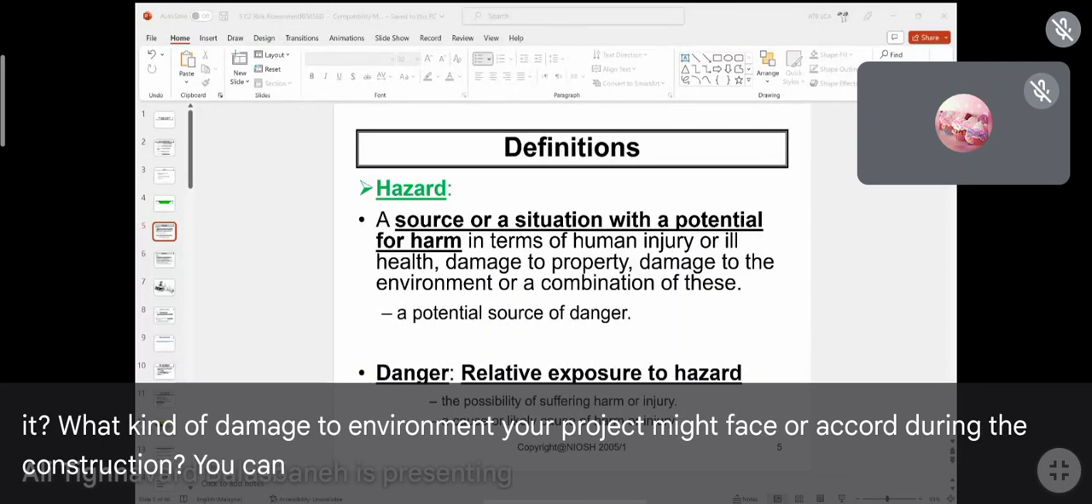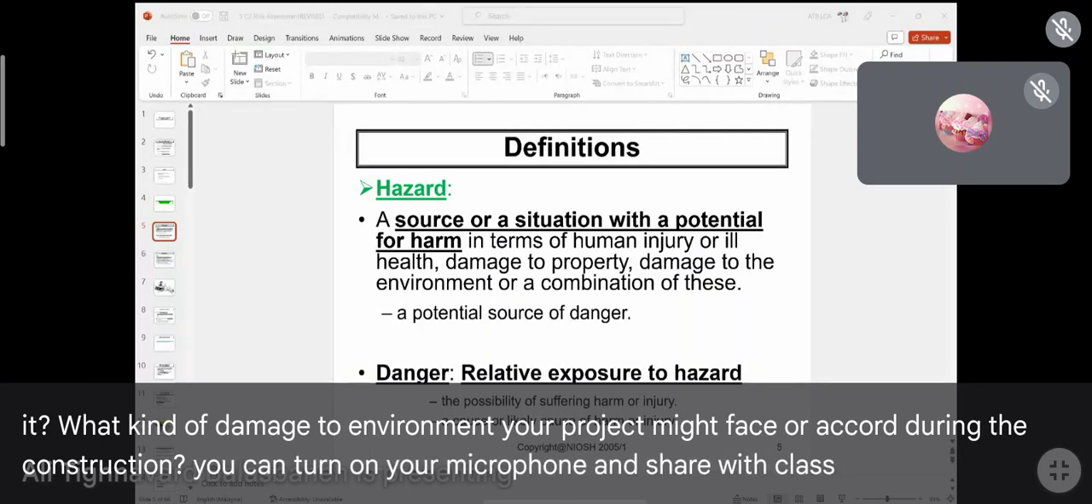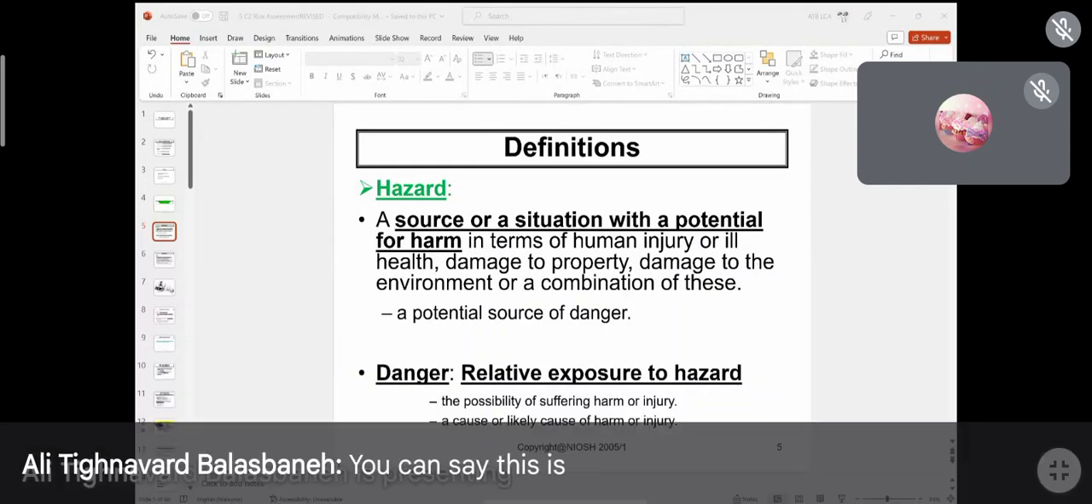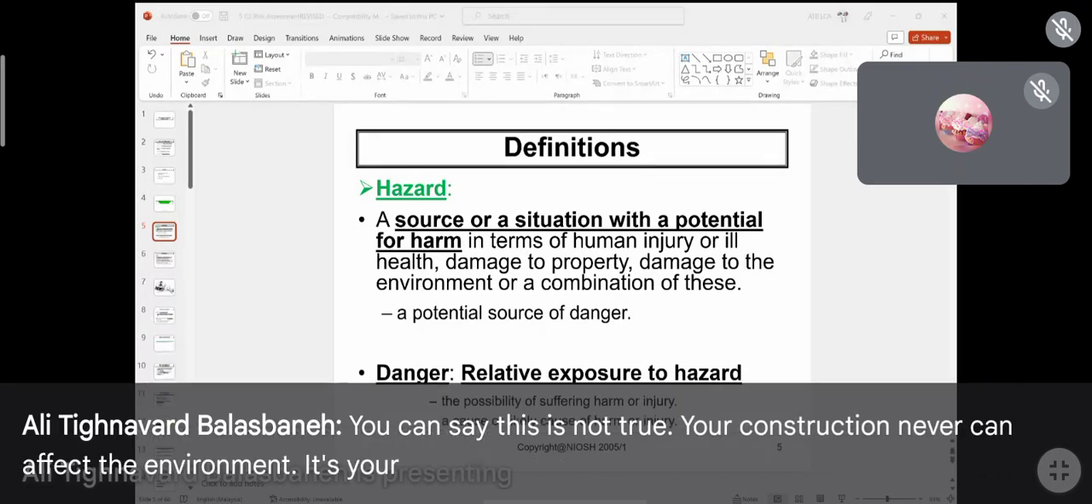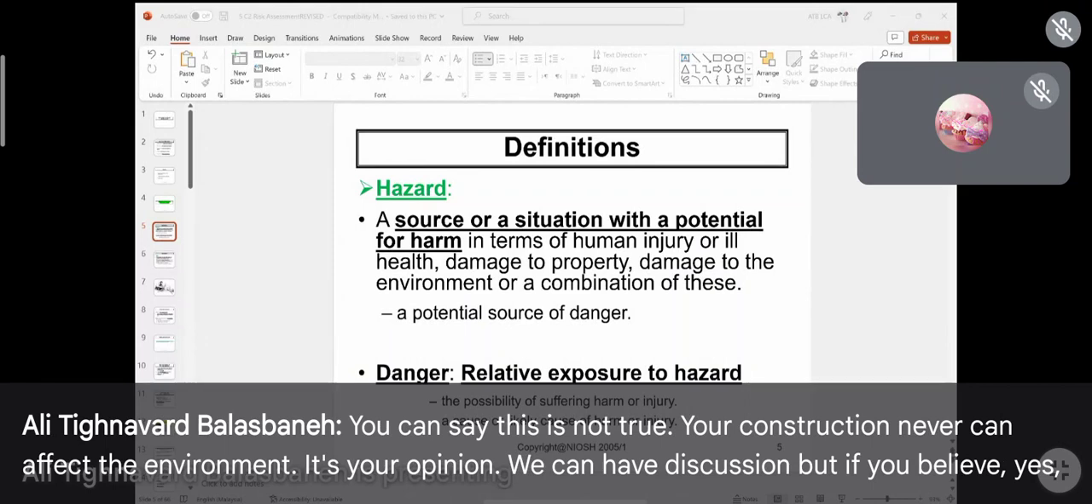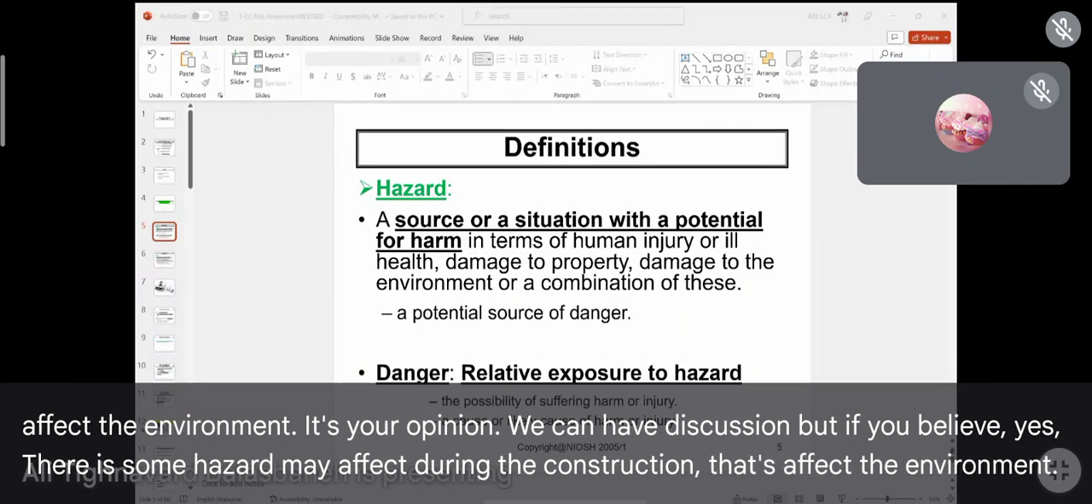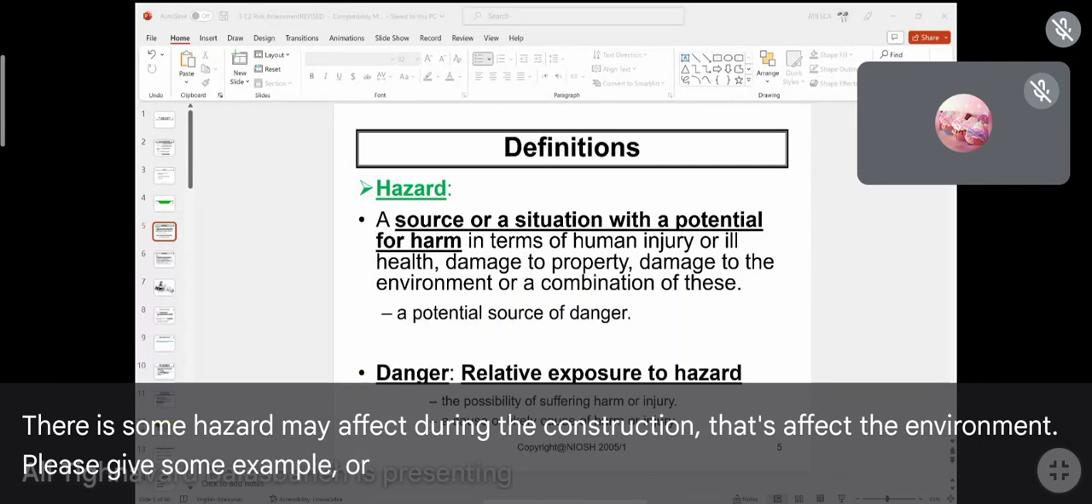You can turn on your microphone and share with the class in case you have any idea. You can say this is not true, that your construction can never affect the environment. It's your opinion, we can have a discussion. But if you believe there is some hazard that may affect the environment during the construction, please give some example, or at least one example.